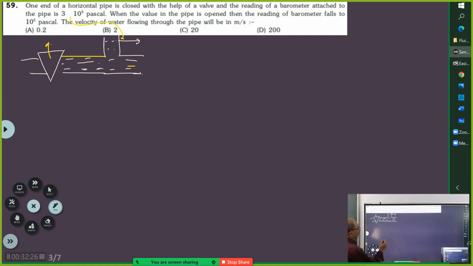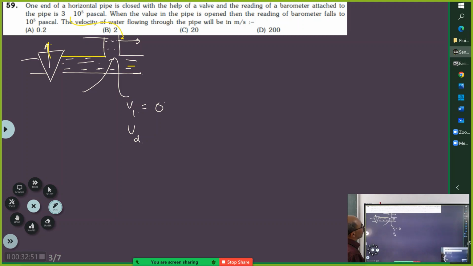Initially when it was closed, the velocity here was V1, and V1 was equal to 0. Now when you open this valve, the velocity becomes V. And there is atmosphere here and there is pressure here. So there is a pressure difference here.